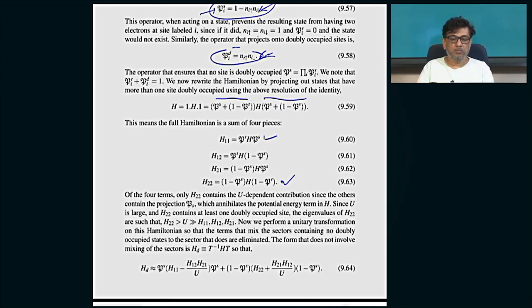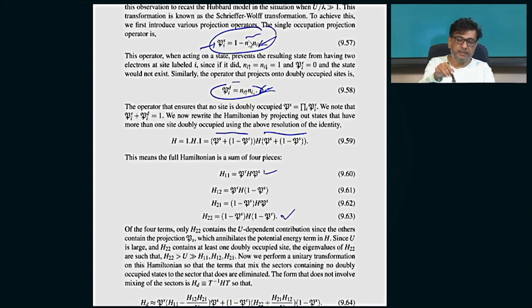So, what this does is, you see, H22 is the one that contains the contribution due to U. Because the other operators will all destroy any double occupancy immediately if you act them on any state. So, this will destroy double occupancy. So, if you want to find matrix elements between states containing double occupancy, all these will be identically 0 except this one. Okay, so this one will have the U dependent term.